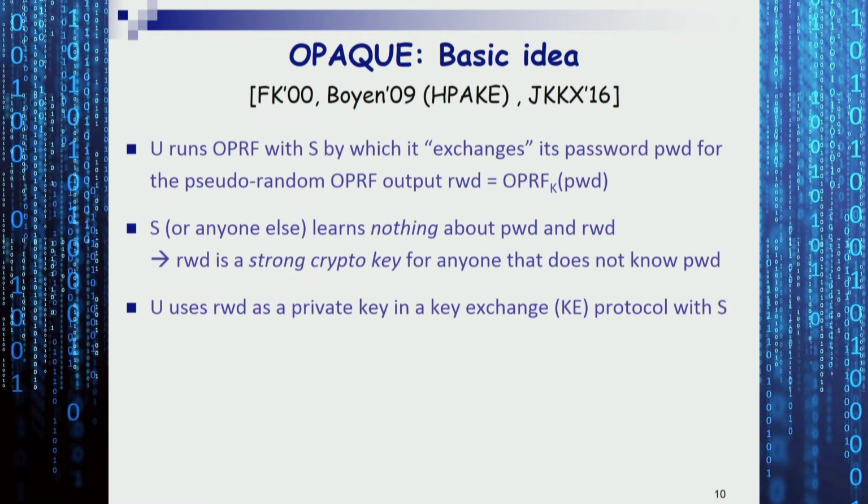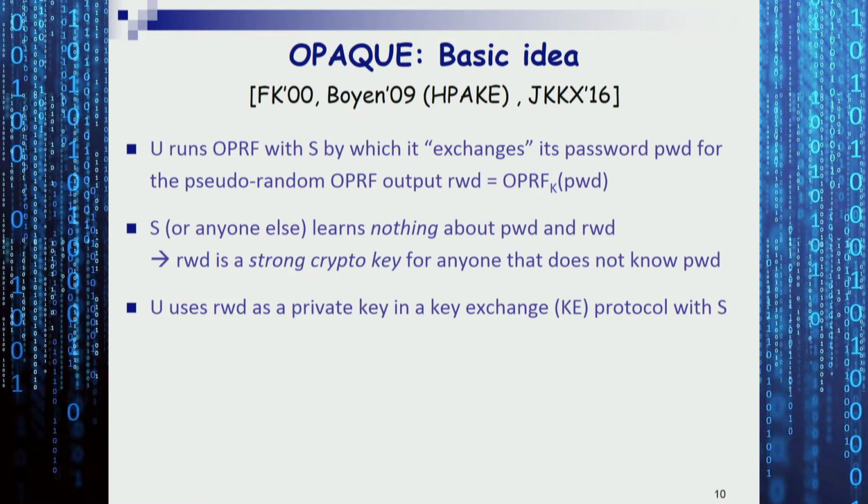So, okay, now we have the OPRF. The idea is really, really simple. Once you have the OPRF, the user and the server will run an OPRF. The input of the user will be the password. The output will be an output of the PRF, which is a strong cryptographic key because it's a pseudo-random value. So the user basically exchanged its password for a strong cryptographic key, while in the process, no one, including the server, learns anything about the password or anything about the key that the user retrieved.